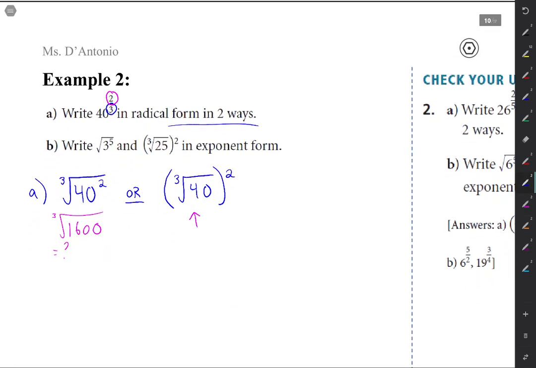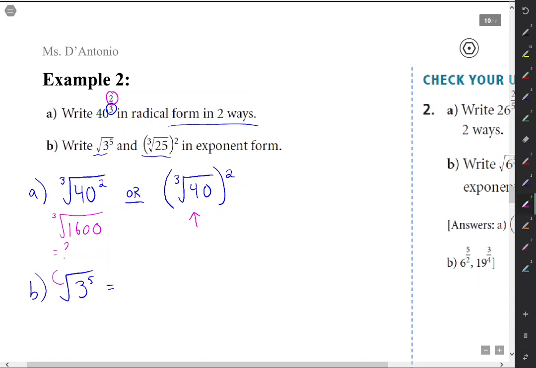If we're looking at B here, it wants us to write both of these in exponent form. So let's start off with the first one. This is the square root of 3 to the power of 5. Remember, if there's no number over here, that means there is an invisible 2. So that means our denominator for our fractional exponent will be a 2 and the numerator will be a 5. So if we were to write this, it would be 3 to the power of 5 over 2.